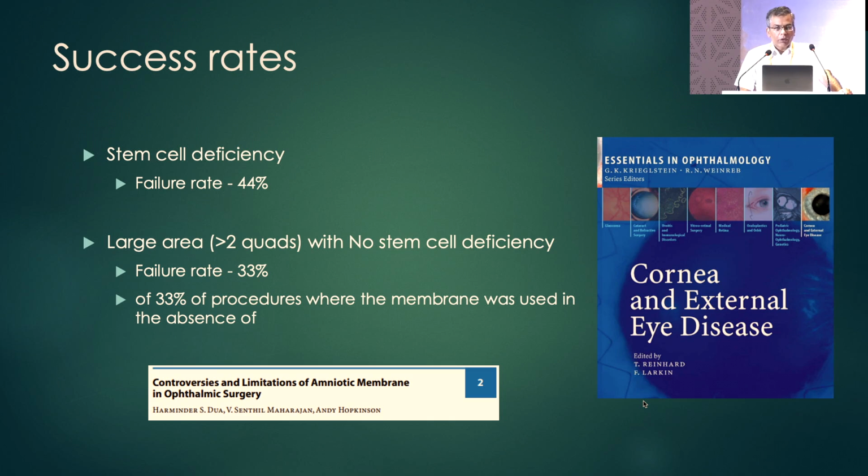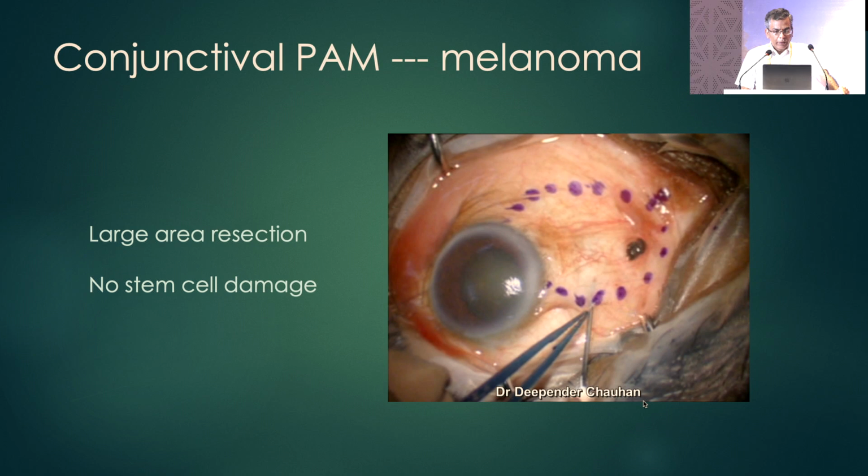Now, it's important to understand that amniotic membrane is not a complete solution. There is still a very high rate of failure in amniotic membrane grafting, especially when there is a significant stem cell deficiency. So large areas of conjunctival loss, along with stem cell deficiency, will end up with a failure rate of 44%. And in spite of some residual stem cell deficiency, if the area of resection is very large, again the failure rates can be high and you may end up doing a repeat procedure.